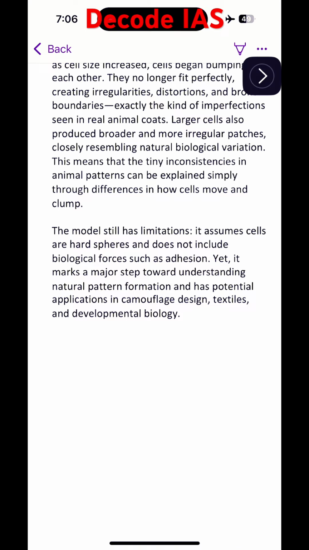This means that tiny inconsistencies in animal patterns can be explained simply through differences in how cells move and clump. The model still has limitations. It assumes cells are hard spheres and does not include biological forces, such as adhesion. Yet, it marks a major step toward understanding natural pattern formation and has potential applications in camouflage design, textiles, and developmental biology.